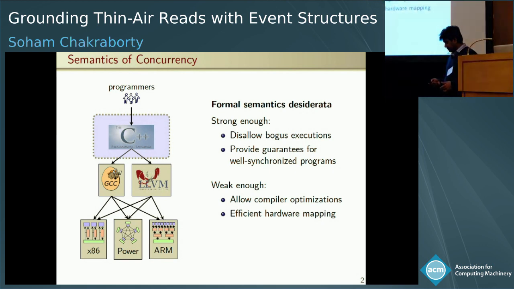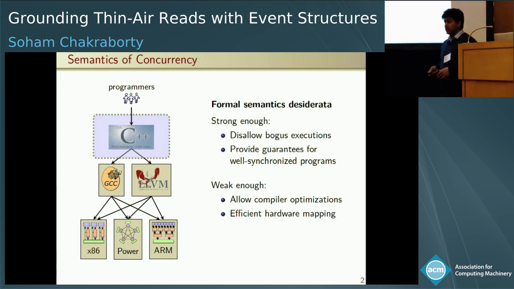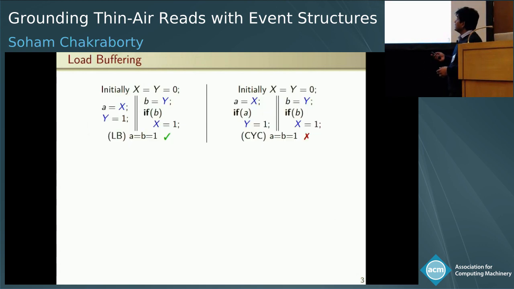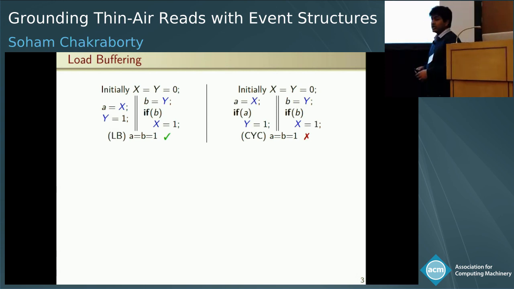our work. To demonstrate the difficulty of designing such a model, let's look at two variants of a load buffering problem. Consider the first program. The X and Y variables are shared variables initialized to zero, and the program has two threads. A and B are thread local variables in each thread. In the first thread, X is read in A, and then Y is set to 1. And in the second thread, Y is read in B, and if B is non-zero, then X is set to 1. Then for this program, we ask whether A equal to B equal to 1 is possible as an execution.